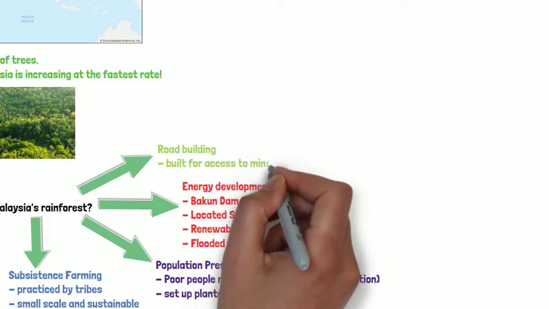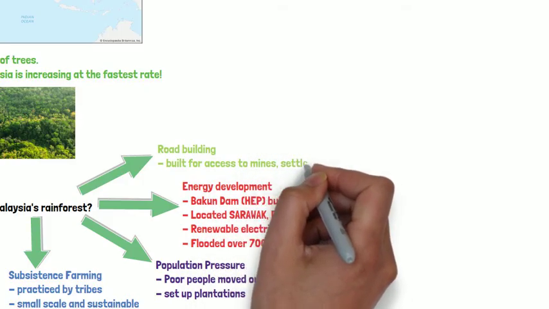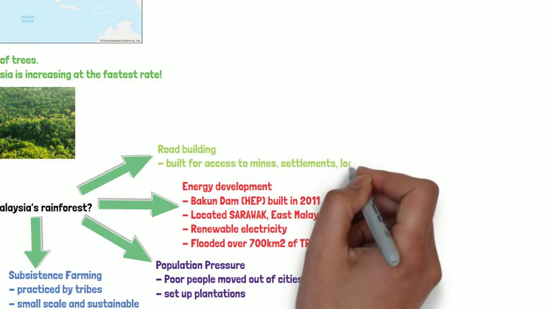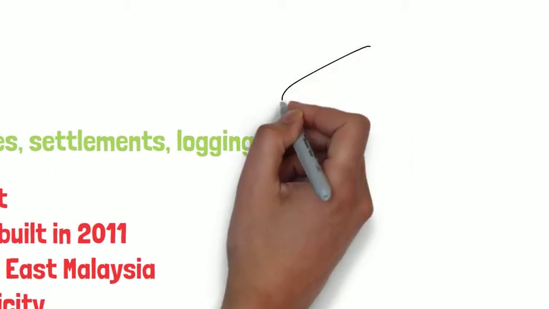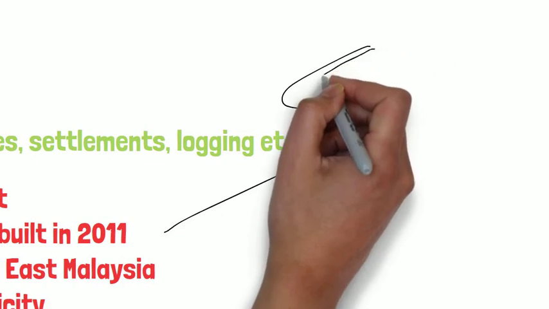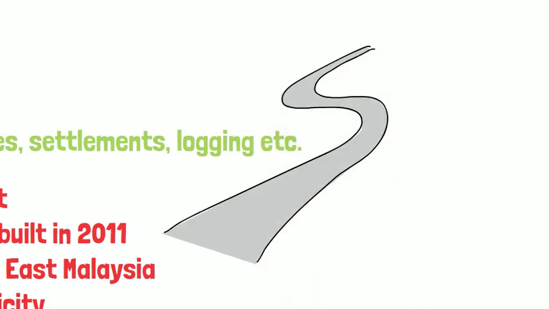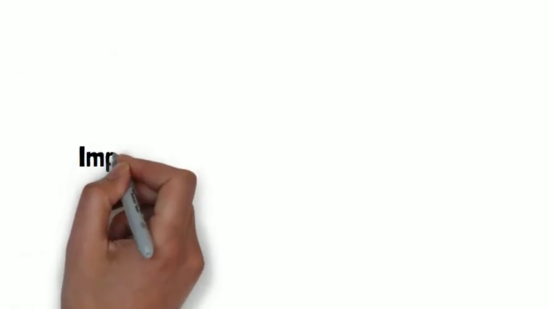And lastly, we're looking at road building next. So for all of these developments that are going on, energy developments, mining, logging, people building houses, we need road access. So again, that causes large parts of the tropical rainforest to be destroyed.